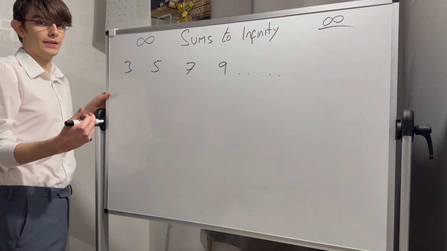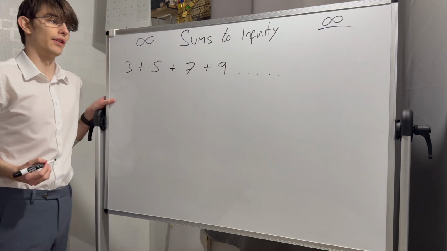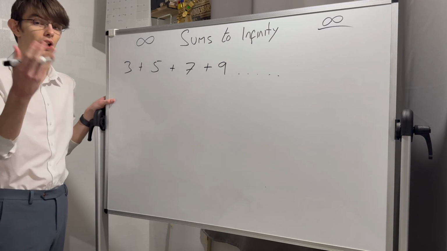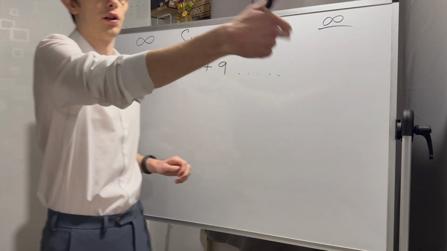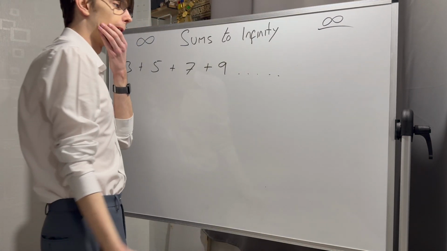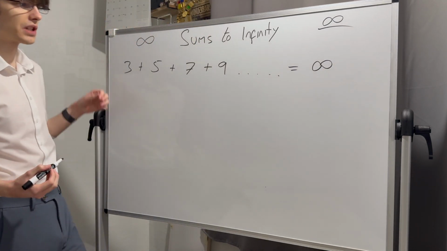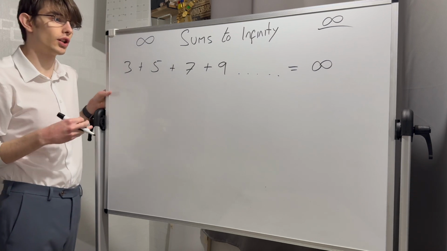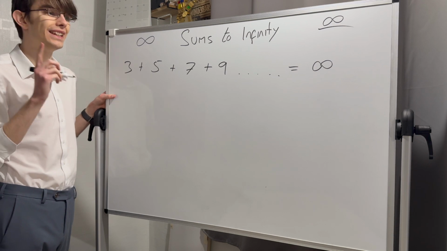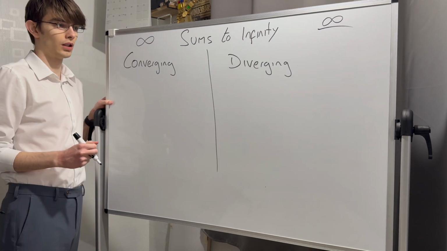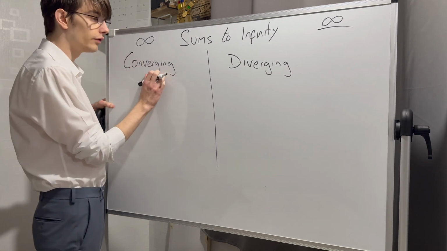So, what happens if I want to keep adding these numbers together for an infinite amount of times? 3 plus 5 plus 7 plus 9 plus 11 plus 13 over and over and over again to infinity. Well, you might say, the answer is clearly infinite. If I keep adding numbers together, it's going to get larger and larger and larger. It's going to become infinite. And you are correct, but only some of the time. To understand this, we're going to need to understand the difference between what we mean by converging and what we mean by diverging.